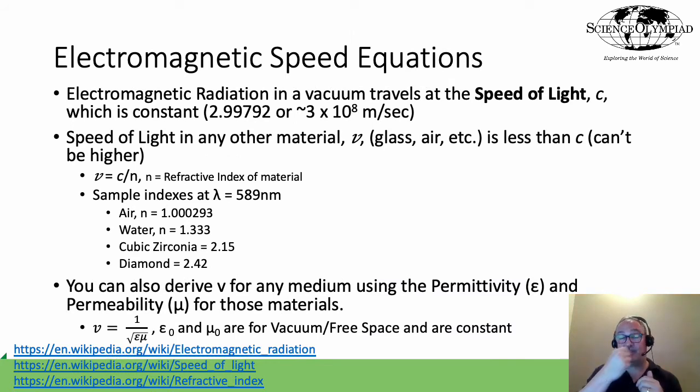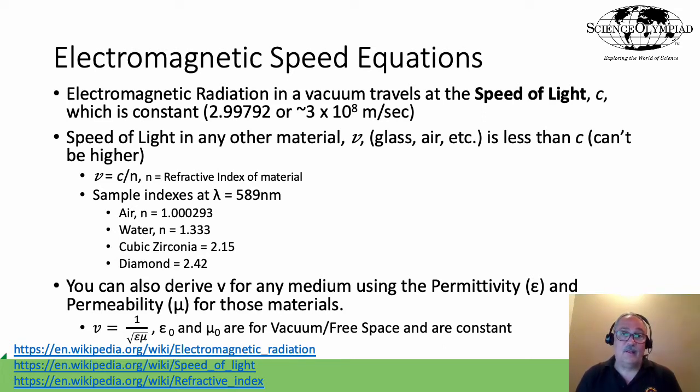So let's talk about the speed of electromagnetic waves. The great news is, in free space, way out in deep space, it's a vacuum. It's also called free space. Everything that's electromagnetic travels at the speed of light, always referred to by c. It's constant. It's 2.99792 times 10 to the 8th meters per second. However, on any test I'm ever going to write you, I'm going to go with 3 times 10 to the 8th meters per second, because that's accurate to actually like four significant digits.